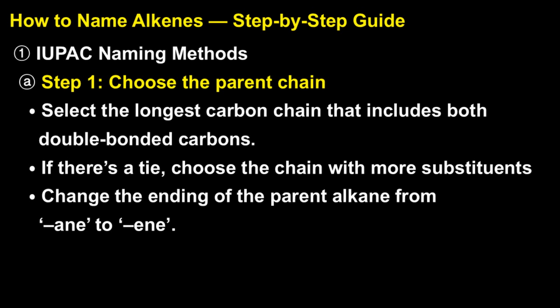Let's start with step 1. To name an alkene, the first thing you need is the right parent chain. That means finding the longest carbon chain that includes both carbons in the double bond. That part's key. Both double bonded carbons have to be in the main chain. Now if you've got a tie, say, 2 chains with the same number of carbon atoms, pick the one with more substituents. Once you've chosen your parent chain, change the ending from ANE to ENE to show it has a double bond. And that's it for step 1.